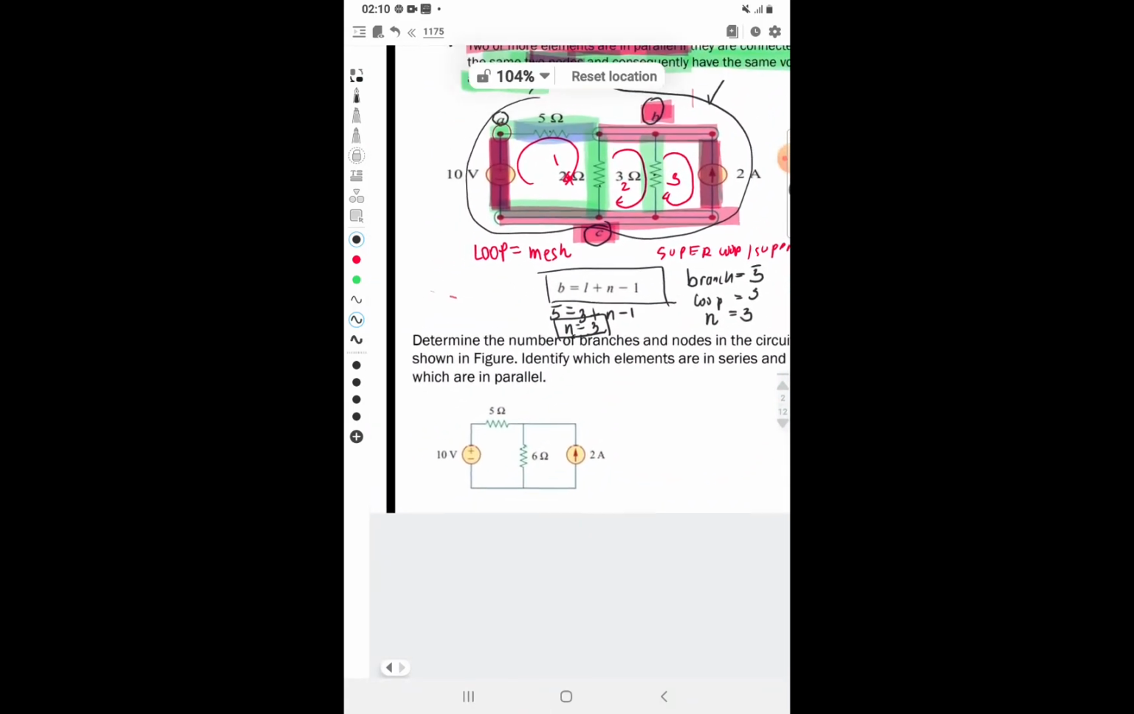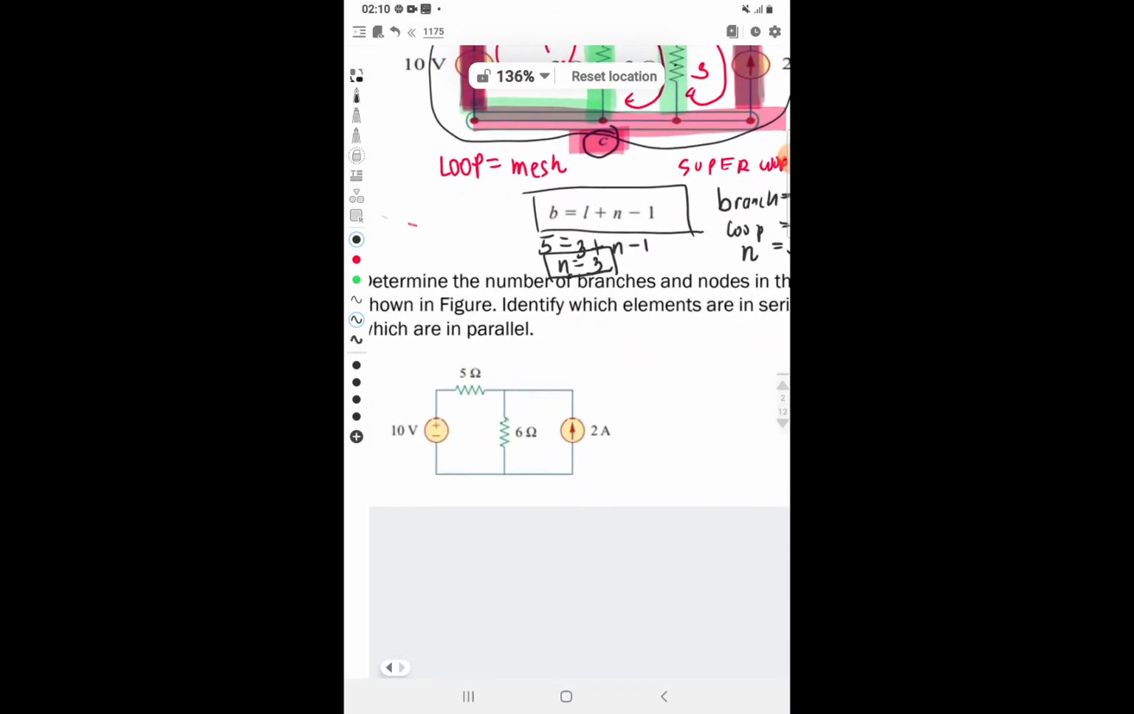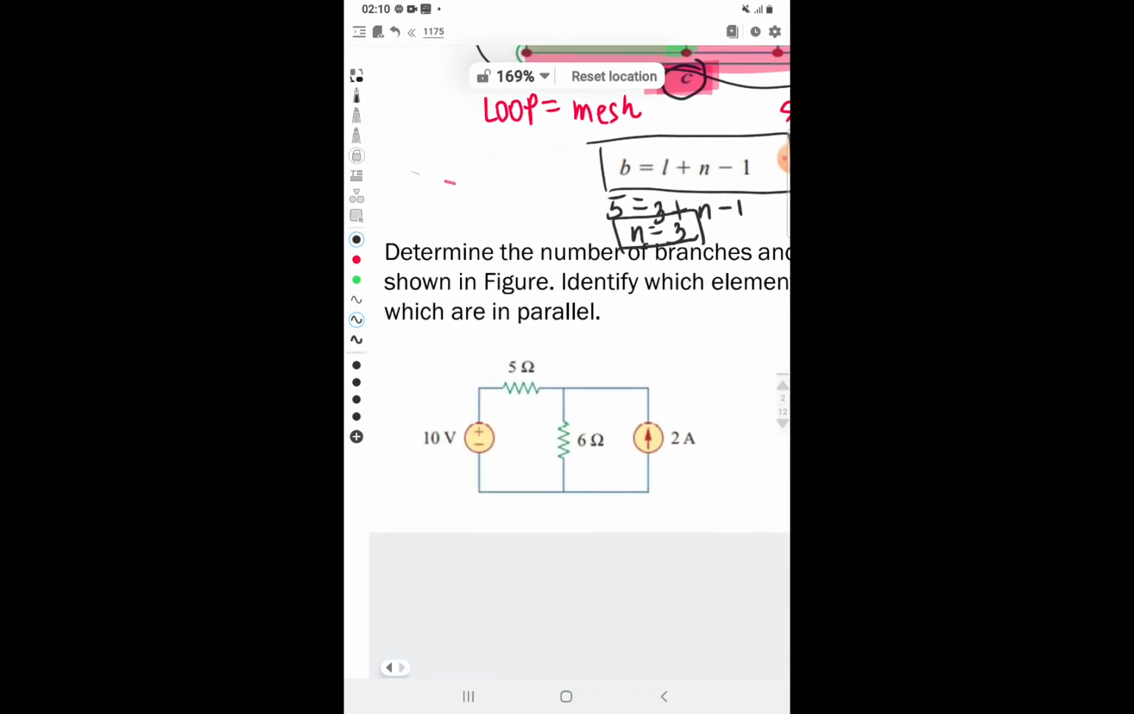Okay? So, katulad ng ginawa natin dito. So, try natin tignan to. So, first, i-identify natin yung mga branch natin because they will identify our number of elements. Okay? Kasi nga siya rin yung equal number ng branch natin. So, first one, we have our 5 ohms. We have 10 volts. Then we have our 6 ohms and we have our 2 ampere.